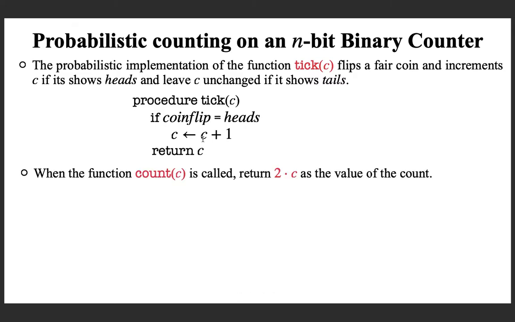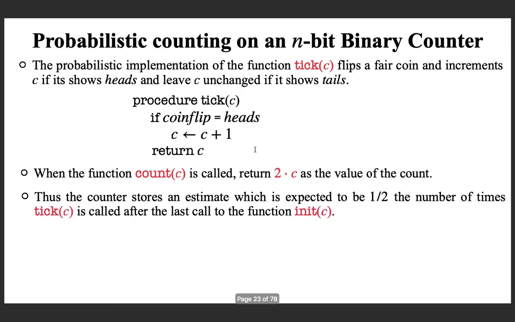And when the function count is called, the implementation wants you to return twice the number in C. You note that you are not incrementing C always. You are flipping a coin, and only if you get heads you are incrementing. And this algorithm is returning twice the present value in the counter. This is a particular implementation.